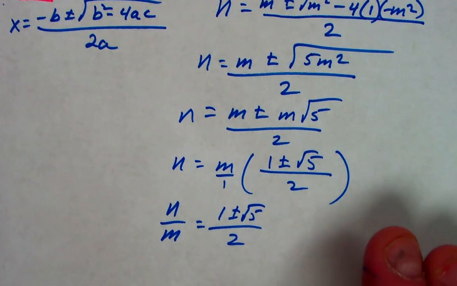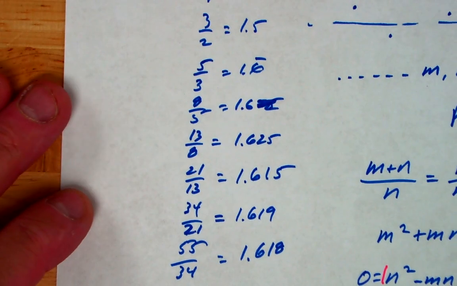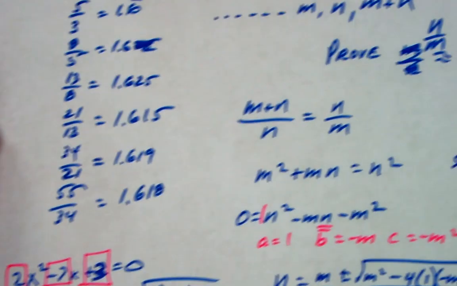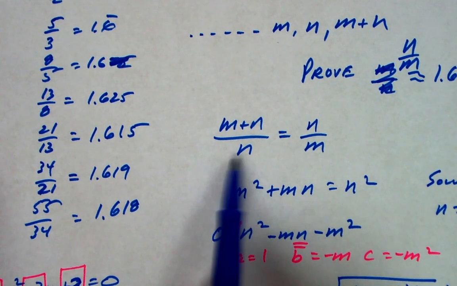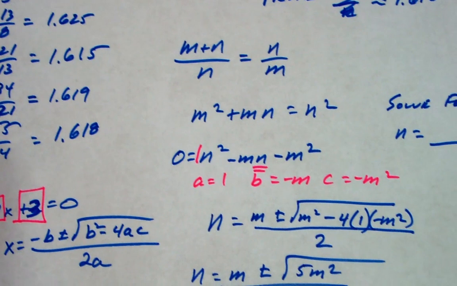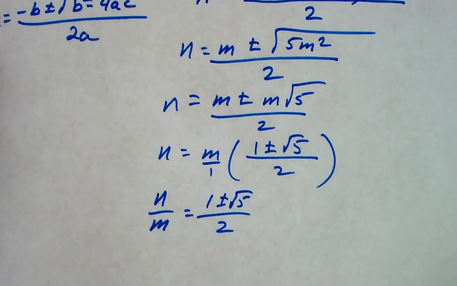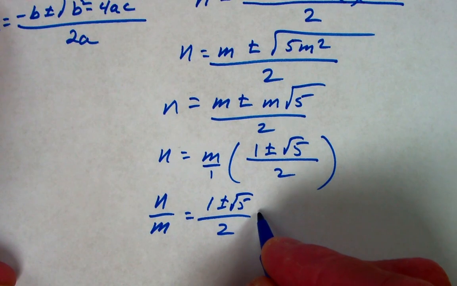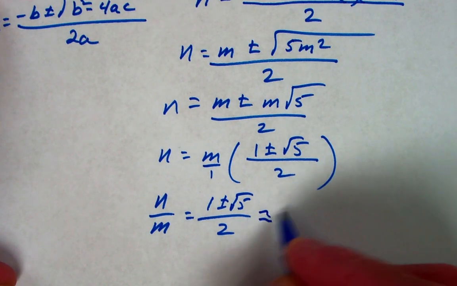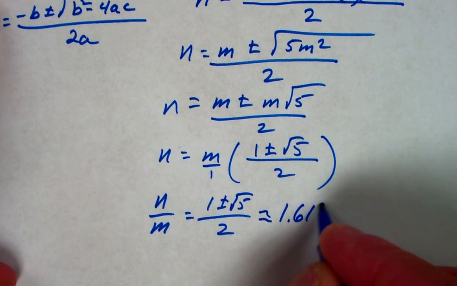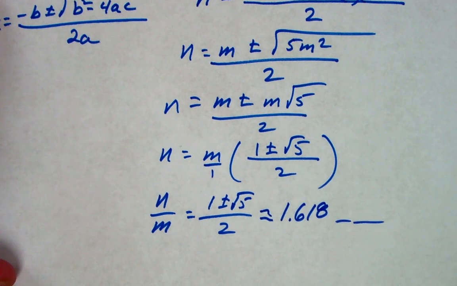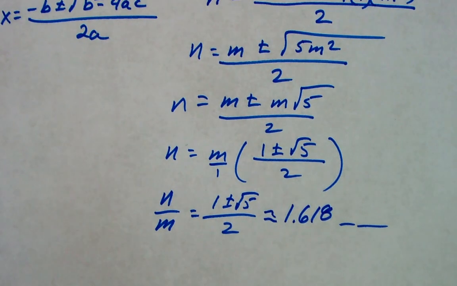So here's what we did. We saw a pattern. We thought, you know what? That pattern's always the same. And then we solved and recreated that fraction. And yeah, it is approximately 1.618 and so on. That's a very special number.